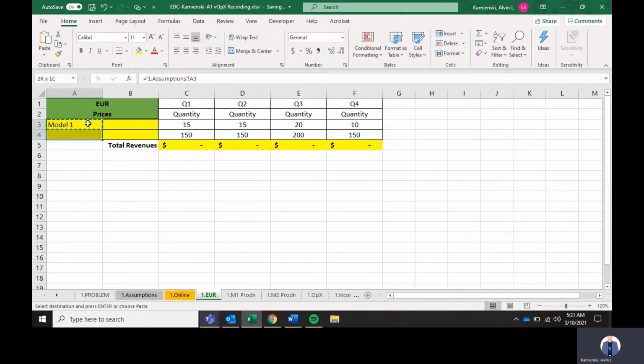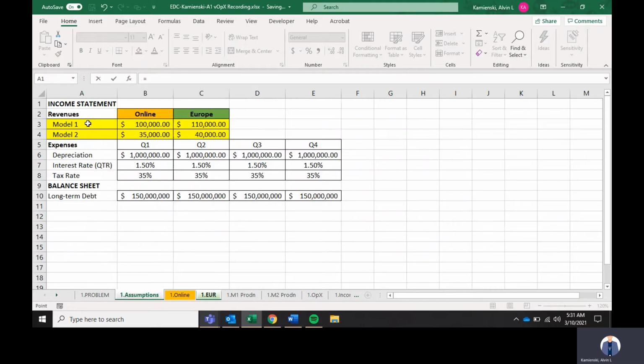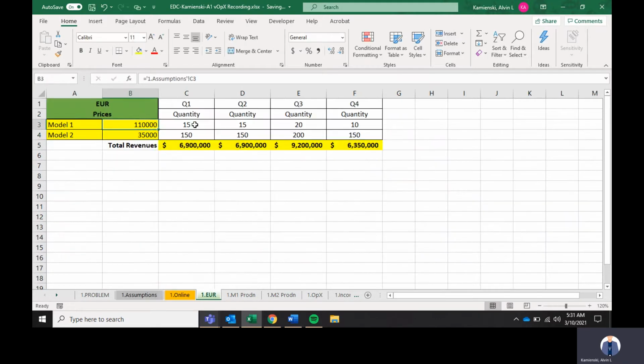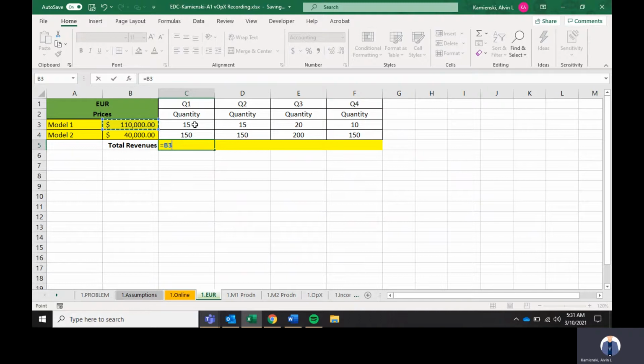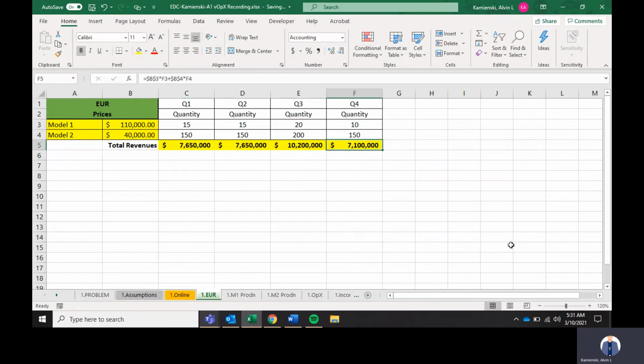As we think then about what life is like in Europe, let me go ahead and rebuild those formulas. Equals, highlight our first price, put our dollar signs, multiplied by the quantity in quarter one, plus the second price, dollar signs, multiplied by the quantity in quarter one. And then when I copy and paste that across, anytime I do a fixed reference, I always like to go back and double check at the end just to make sure it makes sense.